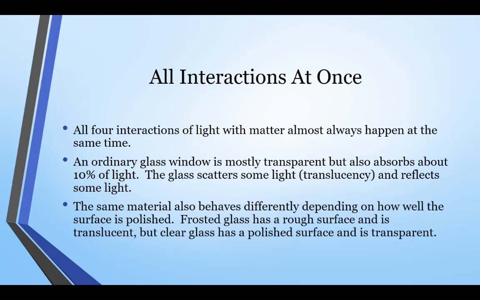An ordinary glass window is mostly transparent, but also absorbs about 10% of the light that's coming through it. The glass scatters some light because it's not perfect, it's got some translucency, and of course, it reflects a little bit as well. The same material also behaves differently depending on how well the surface is polished. Frosted glass has a rough surface and is translucent, but clear glass has a polished surface and is transparent.